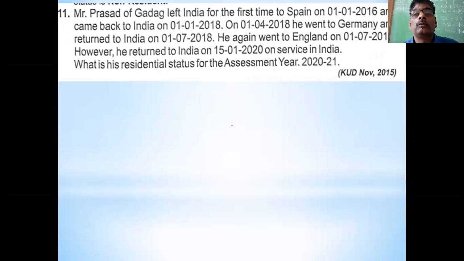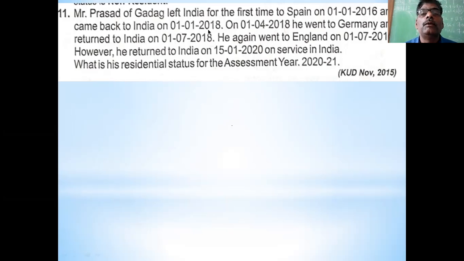Before 1/1/2006, he is in India for all the period. Before this, he is in India. On 1/1/2016, he left India. You remember this point, before 1/1/2016, he is in India all the days. And from 1/1/2016 to 1/1/2018, he is not in India. He went to Spain.